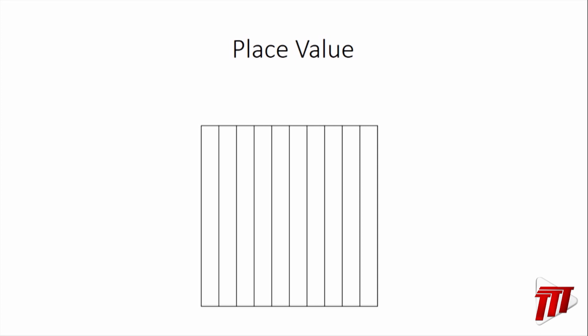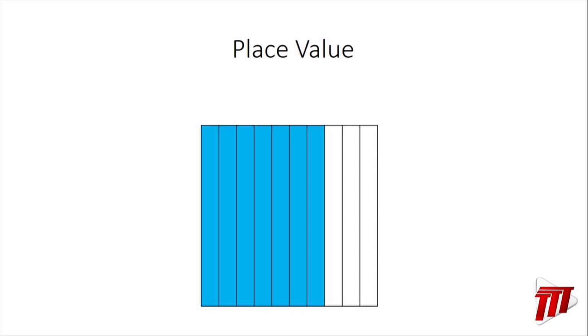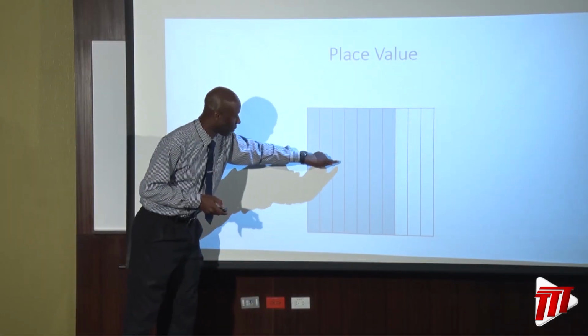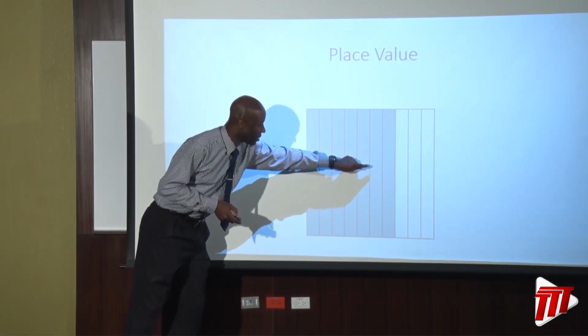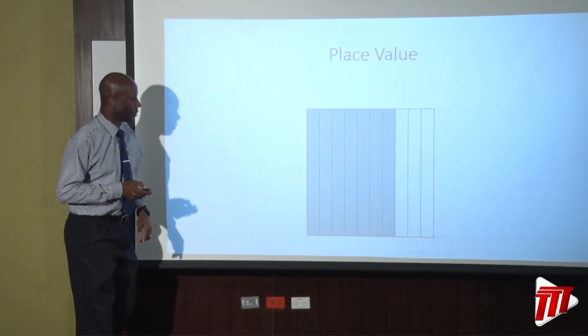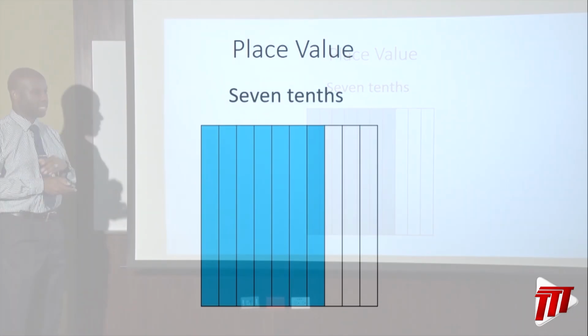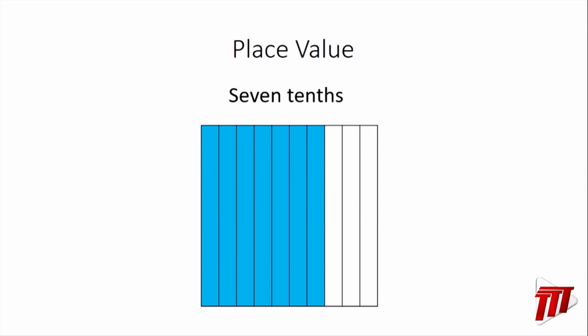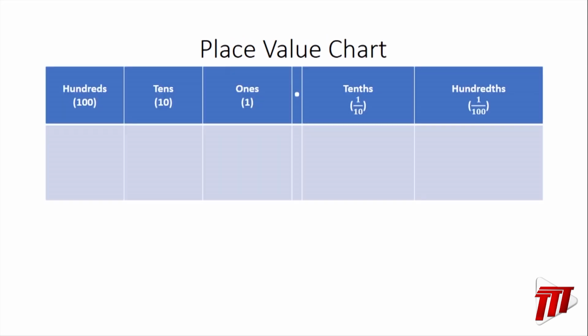So if we have to represent 7/10, we are going to color 7 out of those 10 equal parts. 1, 2, 3, 4, 5, 6, 7. So we have 7/10 being represented. We can show this information using our place value chart. 7/10 represents a value that is less than a whole.